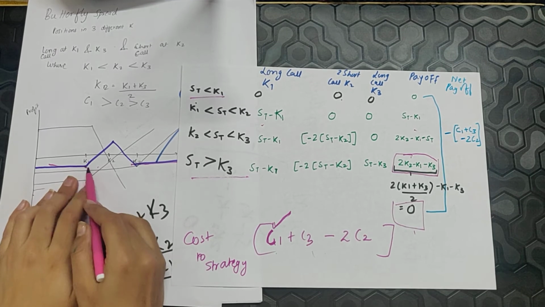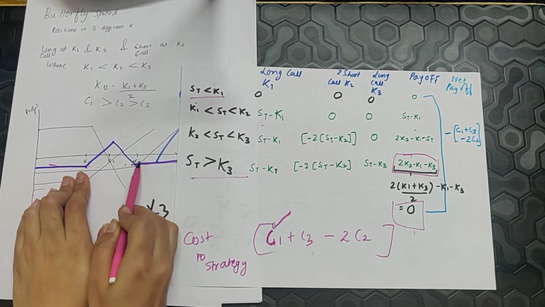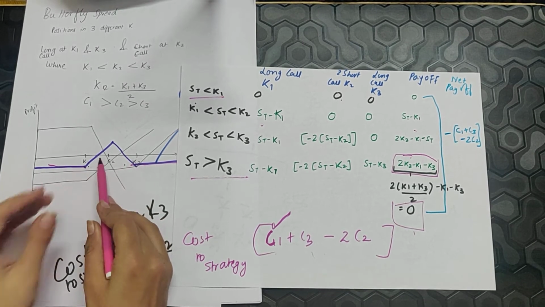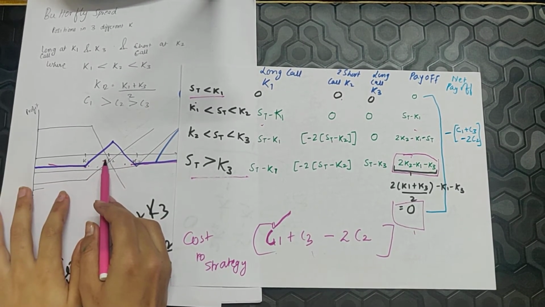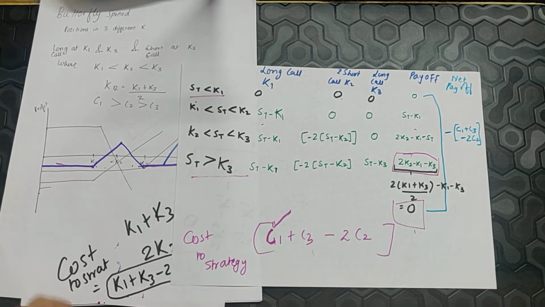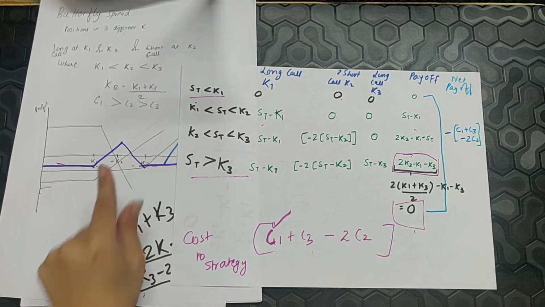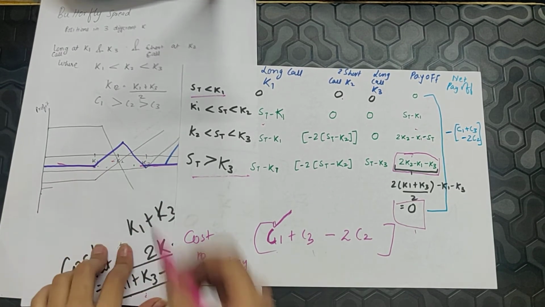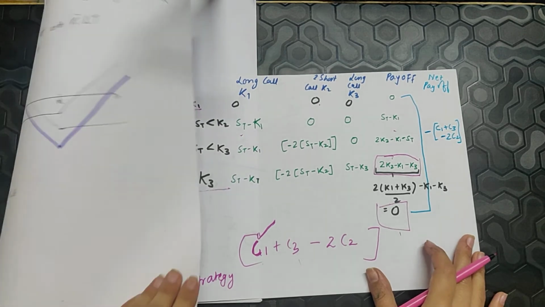So between K1 and K3, depending upon the value of ST, we might land up in a gainful position, or we might be incurring loss. And the nearer your price at the time of maturity is to K2, the better it is, because that is where you are earning. Okay, so that is about butterfly spread.